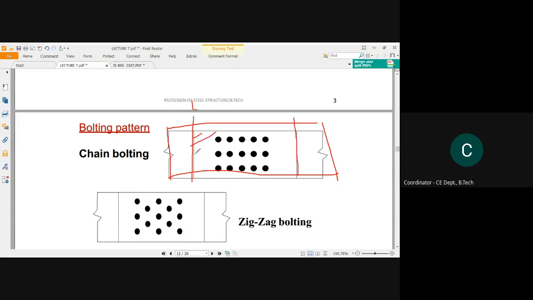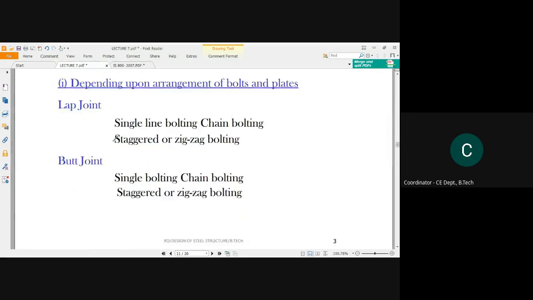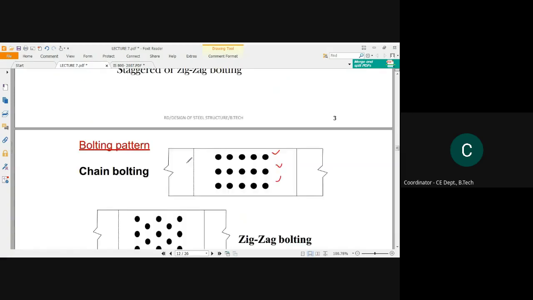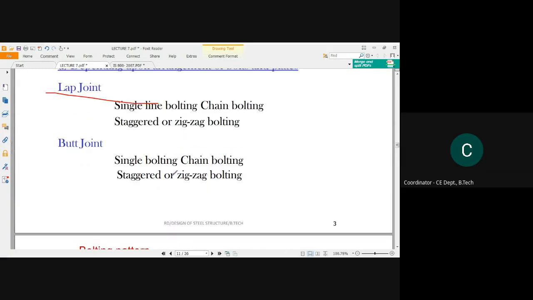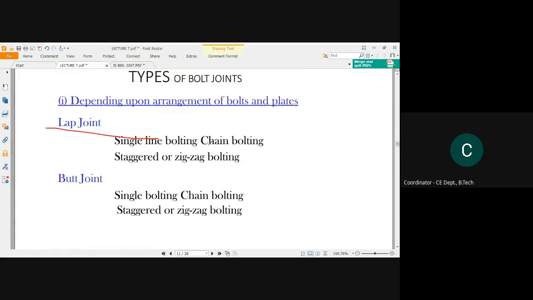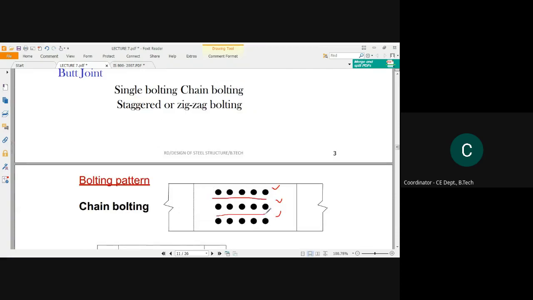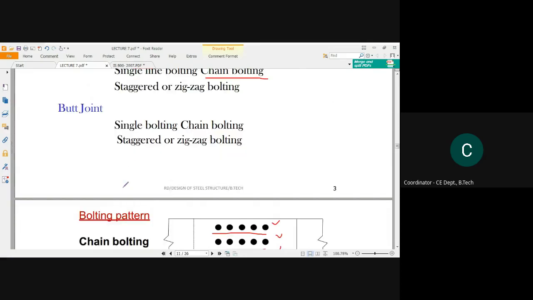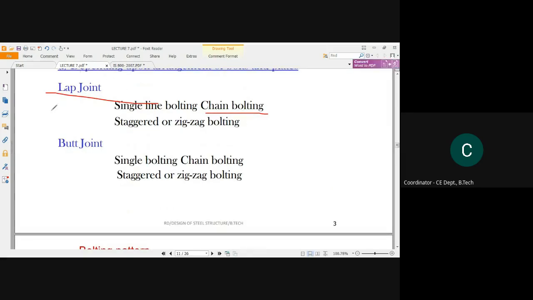So what will be the lapping section? This part will be the overlap part of both members. So when you observe this category of bolting, it is called chain bolting. So this is a kind of lap joint. So a lap joint can be designated as per the plates. See, the plate has been lapped over one another, and the bolting pattern is chain bolting. Next one is the staggered or zigzag bolting. This also comes under lap joint.